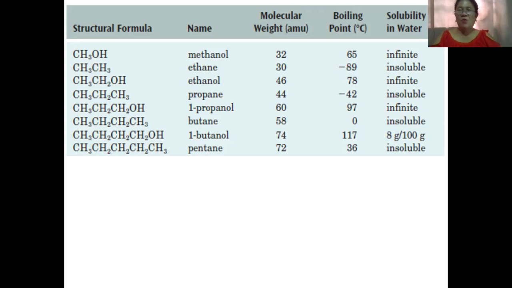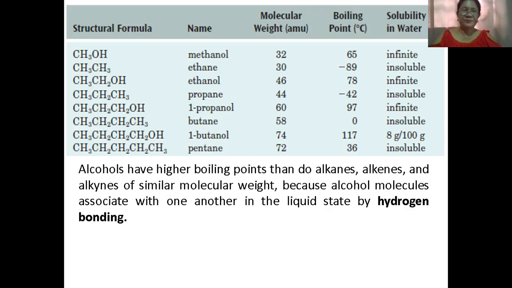It is incomparable with the alkane. The alkane is by nature insoluble in water. Okay? So, alcohols have higher boiling points than do alkanes, alkenes, and alkynes with similar molecular weight because alcohol molecules associate with one another in the liquid state by hydrogen bonding. So it's really the hydrogen bonding that gives your alcohol a higher boiling point and at the same time a solubility in water.